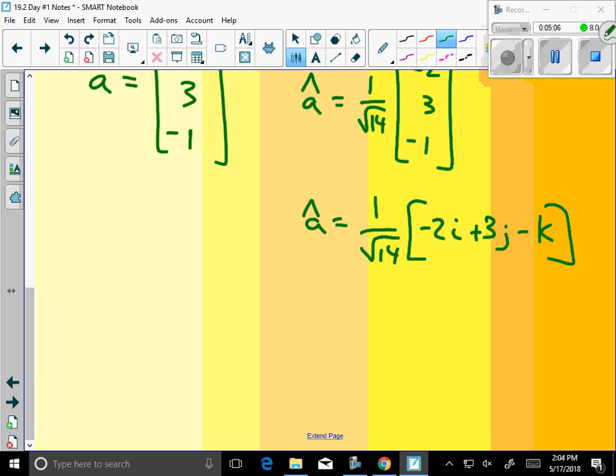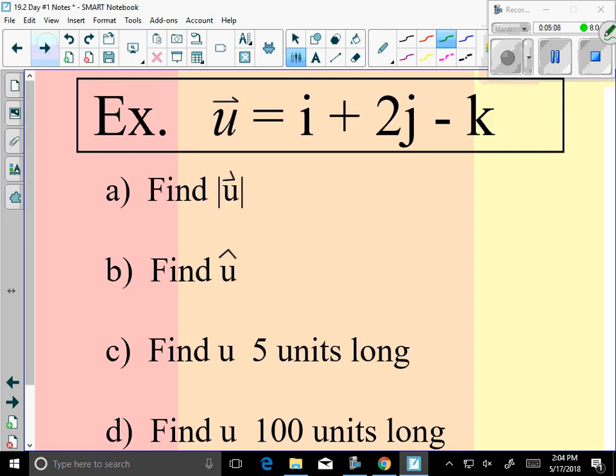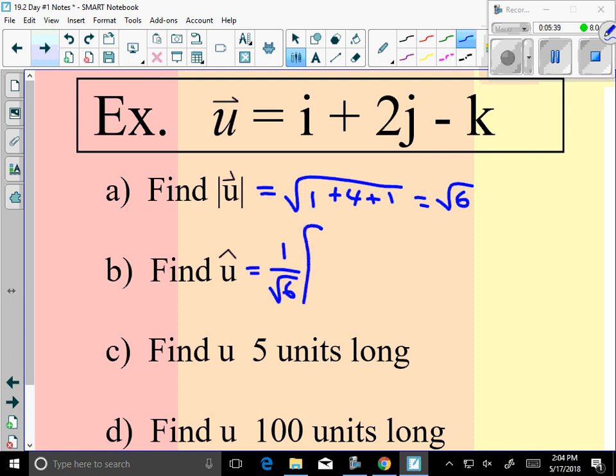Okay, let's look at an example. All right, so here's vector u. When I see this vector and I start thinking magnitude, how am I getting these numbers? How did I get 1, 4, and 1? 1 squared, 2 squared, negative 1 squared, right? I just take those coefficients, I square them. Oh, I want a unit vector? Well, that's really easy. I just take 1 over root 6 times the vector.